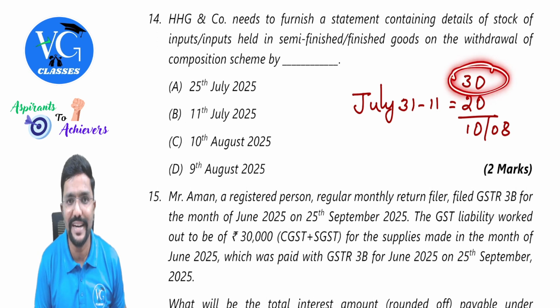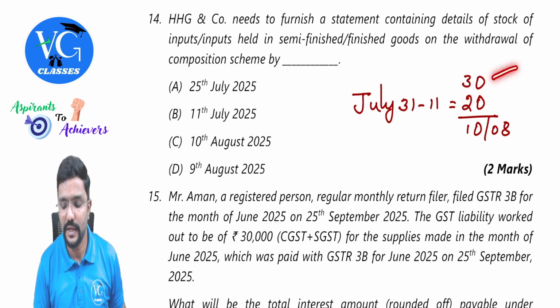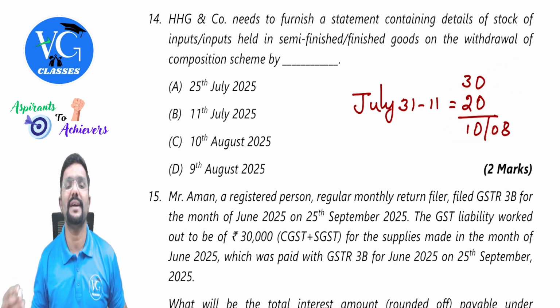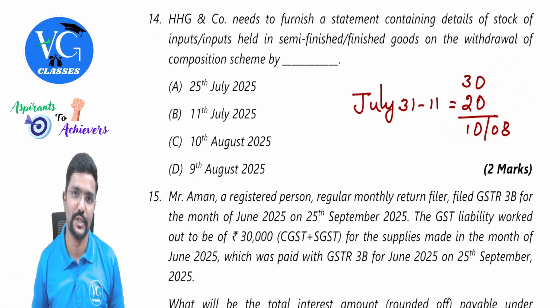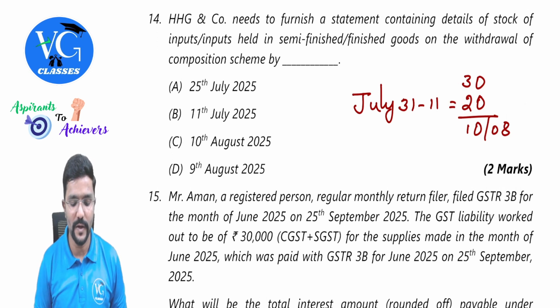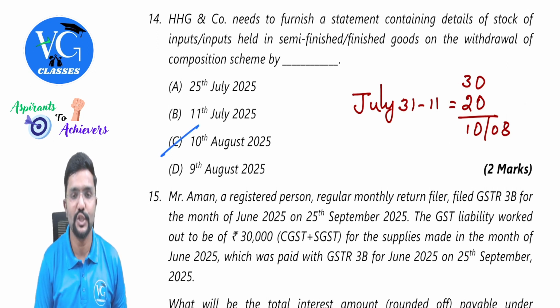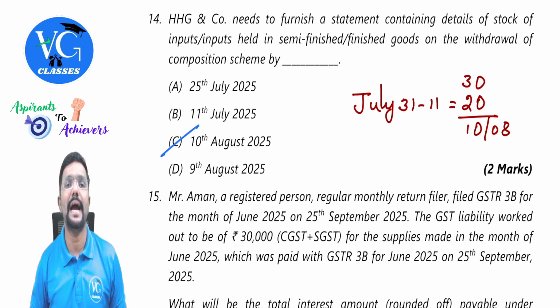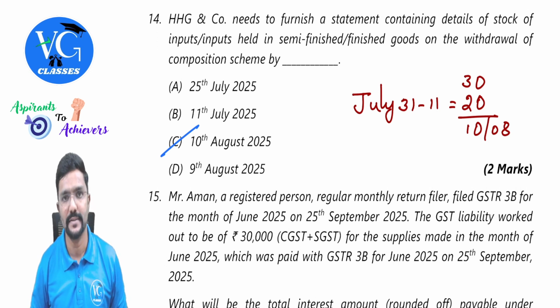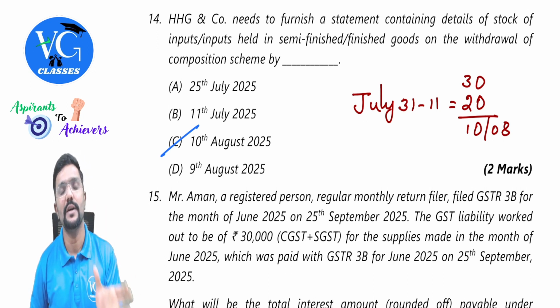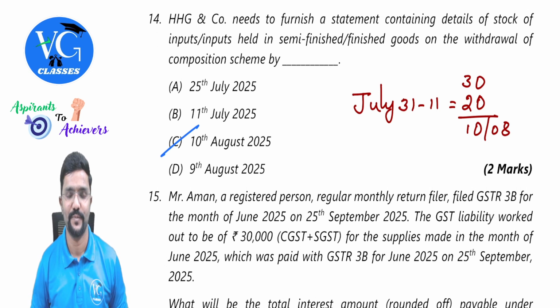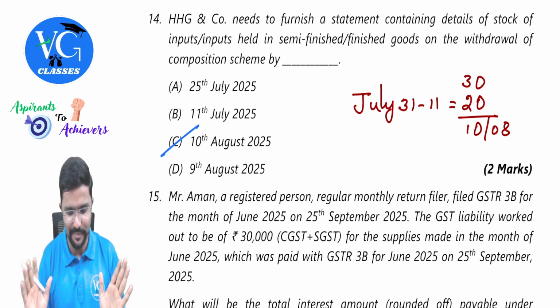But totally we require how many days? 30 days. So 30 minus 20, guys. How much are we getting? 10. So it is nothing but 10th of next month, which is August. 10th August. So on or before this date, stock details has to be given in ITC 01, guys. This is as per section 18 read with CGST rules. Got it?